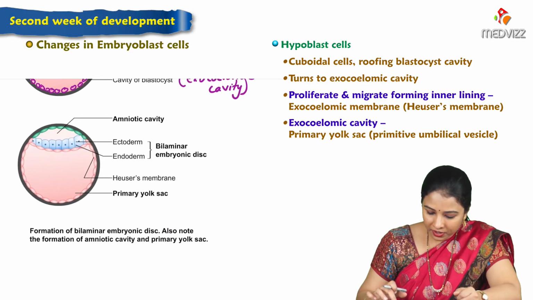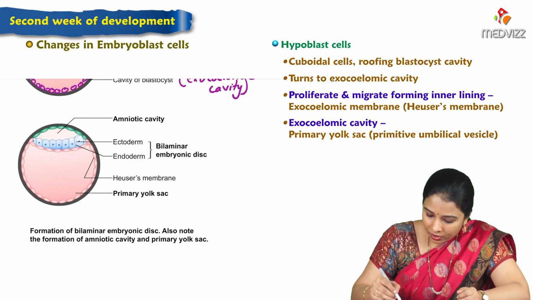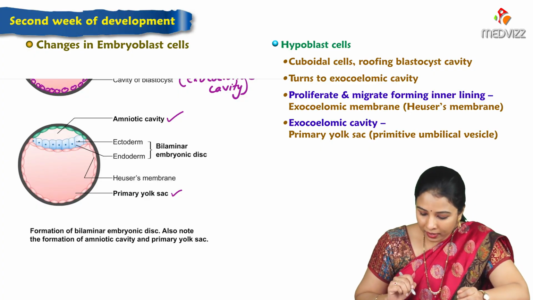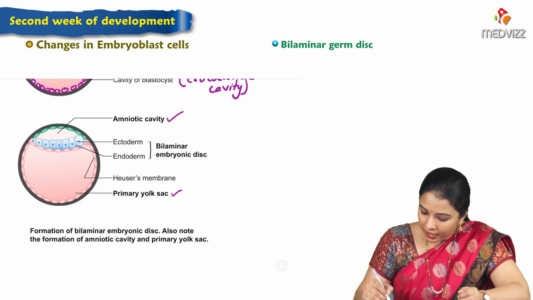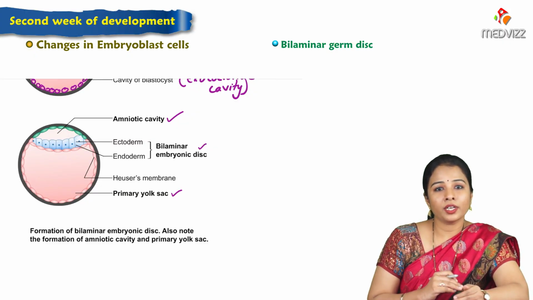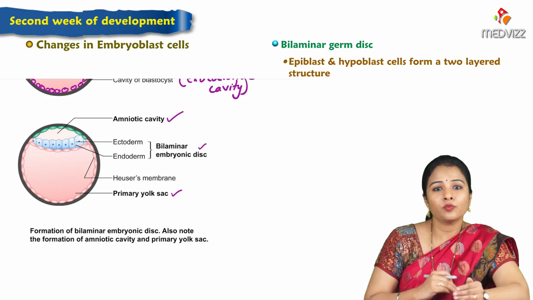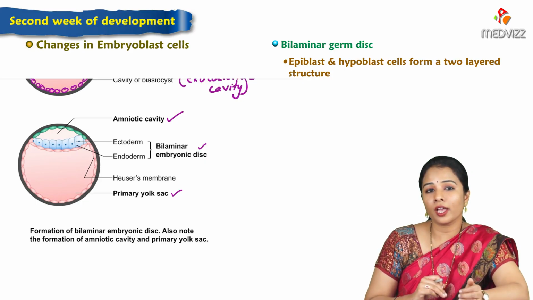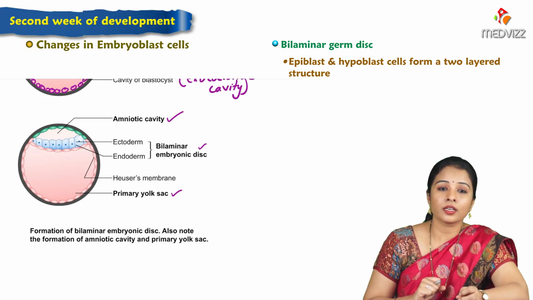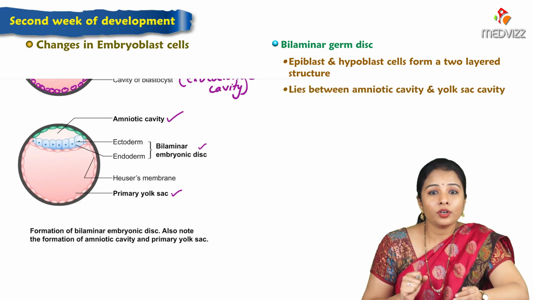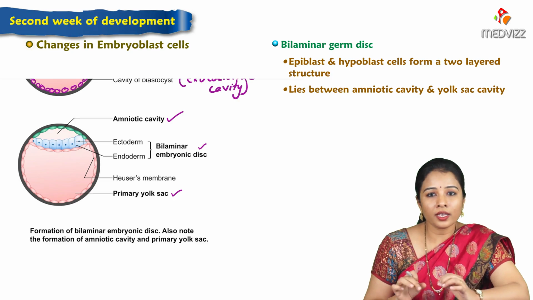Now look at this picture. We can see the amniotic cavity, primary yolk sac cavity, which is primitive umbilical vesicle, and bilaminar germ disc is formed where ectoderm endoderm is formed. So the epiblast and hypoblast cells form a two-layered structure called as bilaminar germ disc. So the bilaminar germ disc lies between the amniotic cavity and yolk sac cavity.